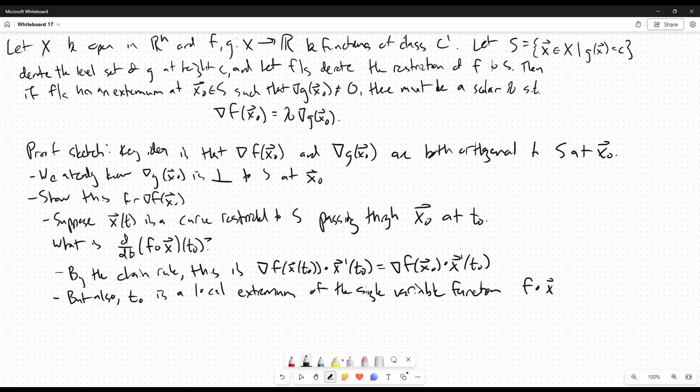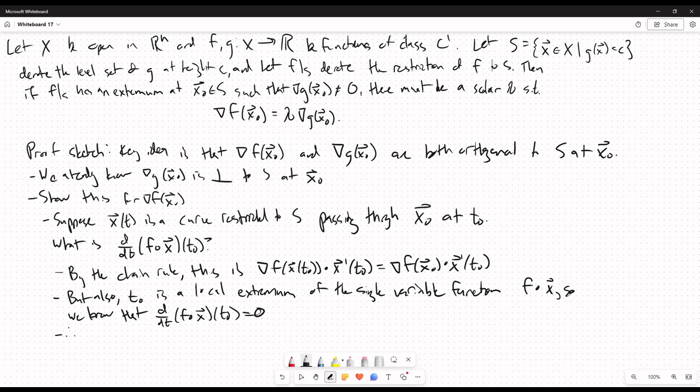And this might not seem like a single variable function, but it is, because our input is just some variable t. It turns into a vector, and then we turn that vector back into a scalar, so that we have a function from R to R. So by single variable calculus, we know that where we have an extremum on an open set, the derivative there has to be 0. So that means that d/dt of f composed with x at t naught equals 0.